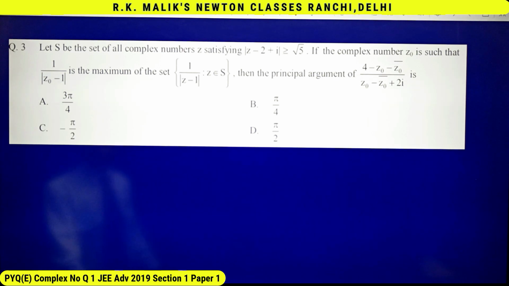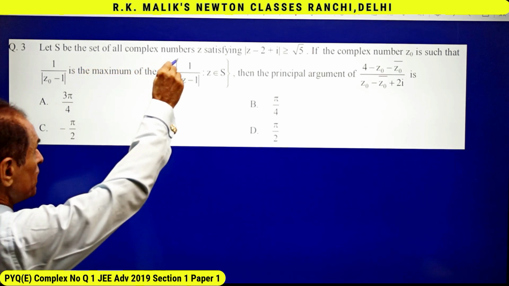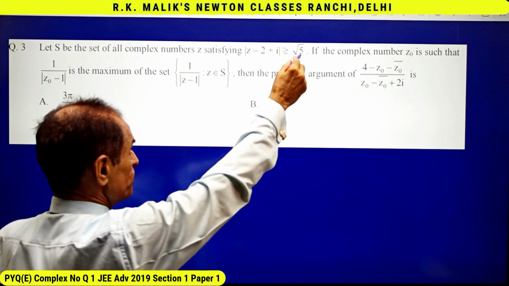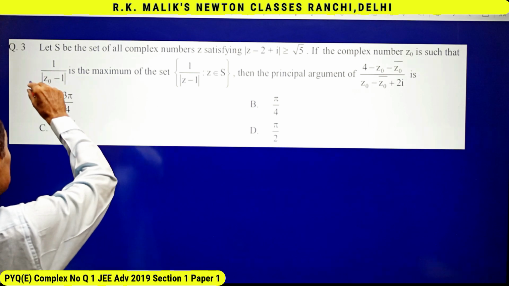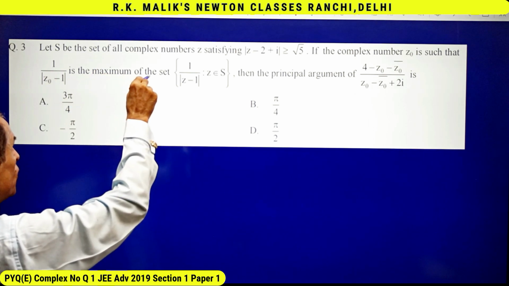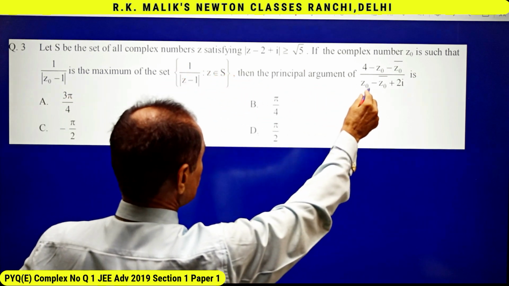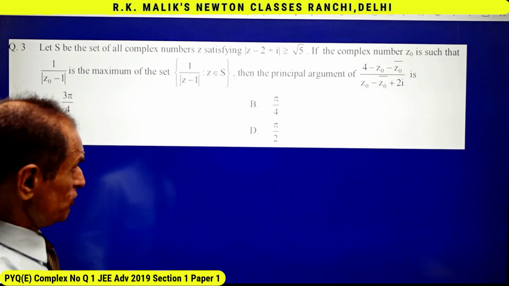In this question, it is given that let S be the set of all complex numbers Z satisfying this inequation. If the complex number Z0 is such that 1 upon mod of Z0 minus 1 is the maximum of the set this, then the principal argument of this is, you have to find the correct choice.